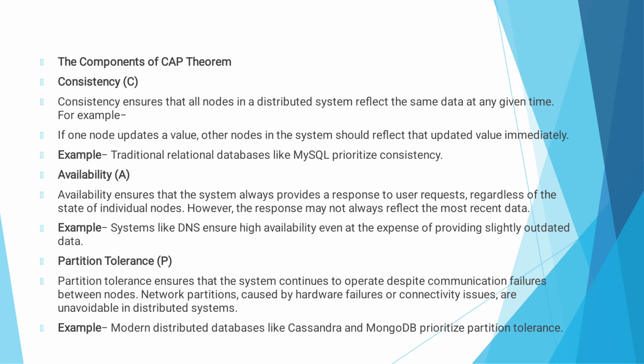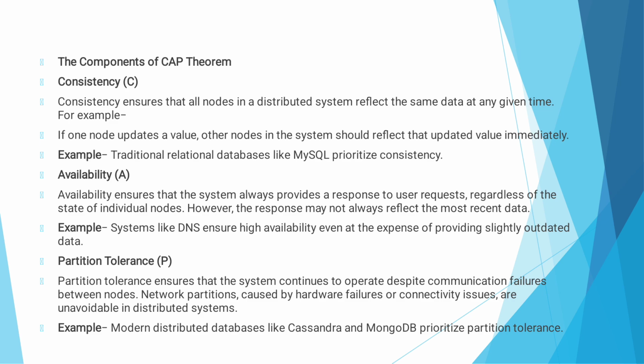The components of CAP theorem: consistency, availability, partition tolerance. Consistency ensures that all nodes in a distributed system reflect the same data at any given time. For example, if one node updates a value, other nodes in the system should reflect that updated value immediately. Example: traditional relational databases like MySQL prioritize consistency.